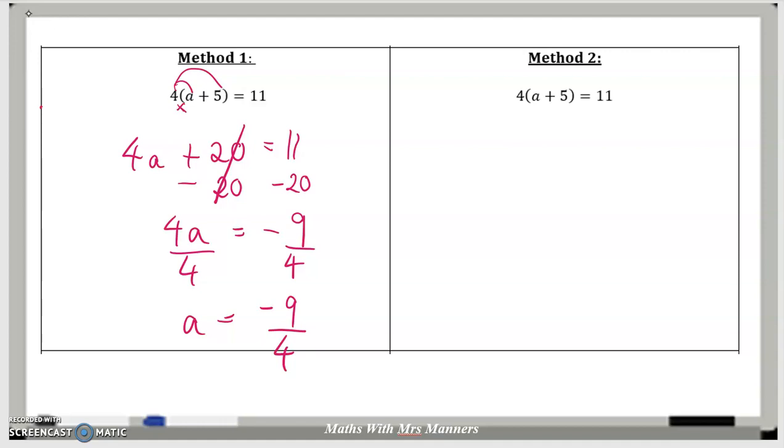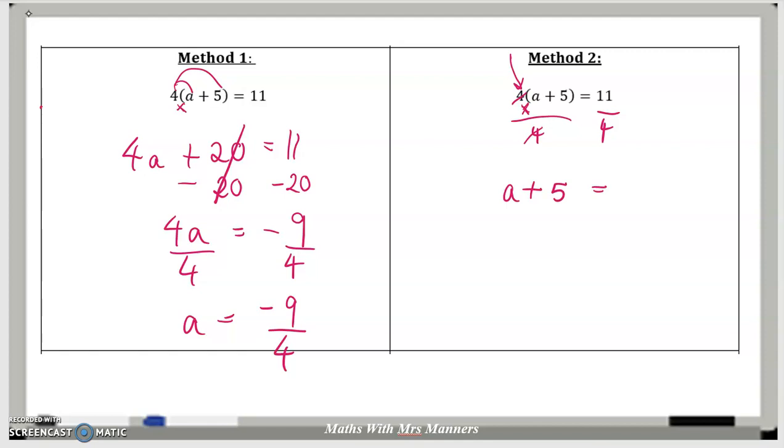Now, if I do method 2, that's where I move the 4 first, so I don't expand the brackets. Method 2 is we don't expand the brackets, we just divide both sides by 4. And when I divide by 4, the 4 divided by 4 will give me 1, so I'm left with one lot of a plus 5, which is just a plus 5. And then I'm left with 11 on 4.